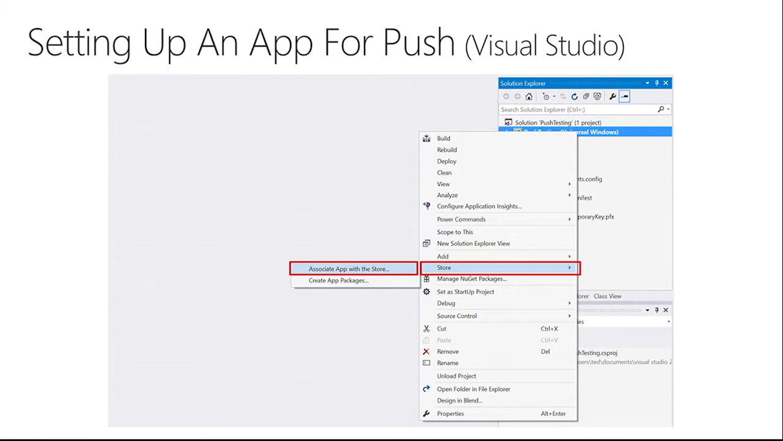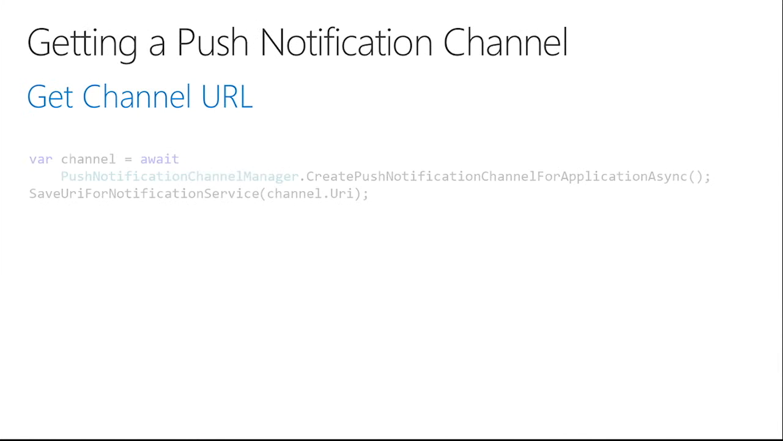The way you set up an app for push from Visual Studio is you associate the app with the store. And I showed that in the cloud services session we just did. But you can do this directly from Visual Studio, or you can go to dev.windows.com and do it through that. You can upload a package and reserve your app name and all that kind of stuff. But this is the best way of doing it, because it really directly ties your app and fills in all the right details into your manifest.